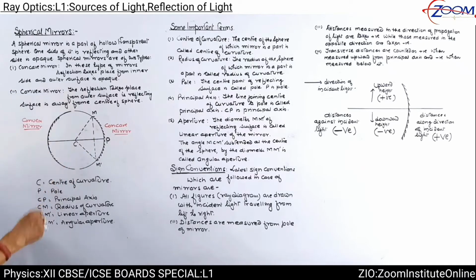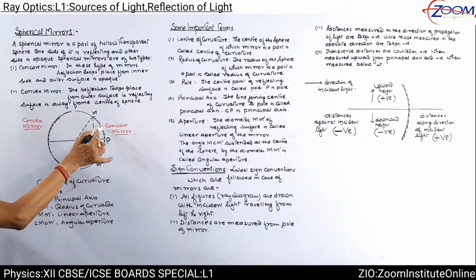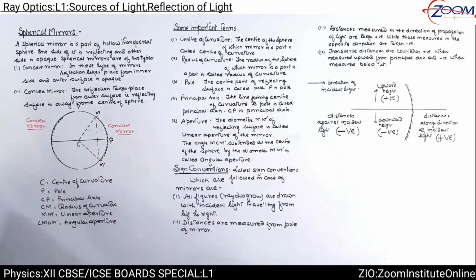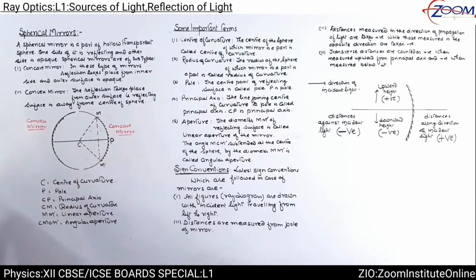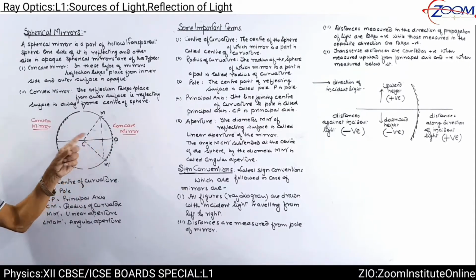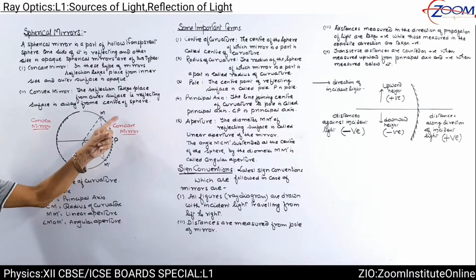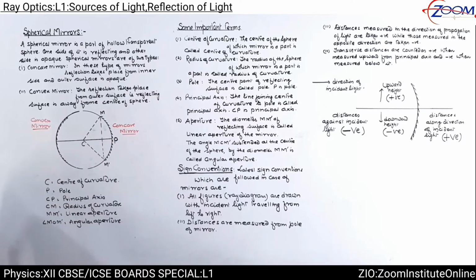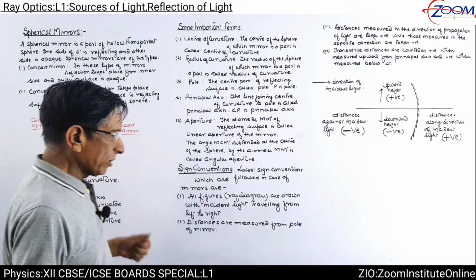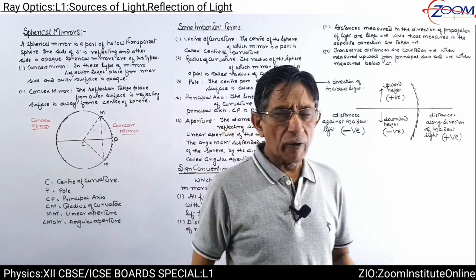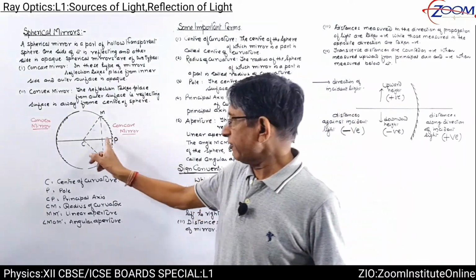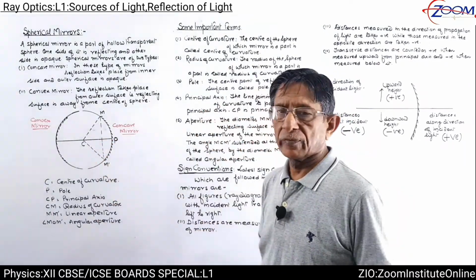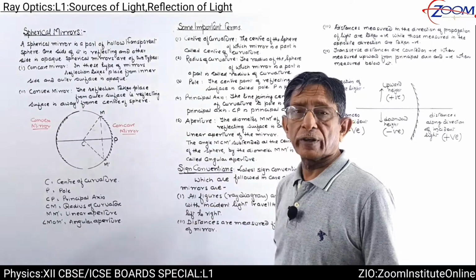Students, this is a sphere. I have taken this part of the sphere and I have done polish on the outer side. When the polish is done on the outside, the reflection will take place from the inner side and that will be called a concave mirror. So those mirrors in which polish is done on the outer side, so that reflection takes place from the side towards the center, students, are called concave mirrors.